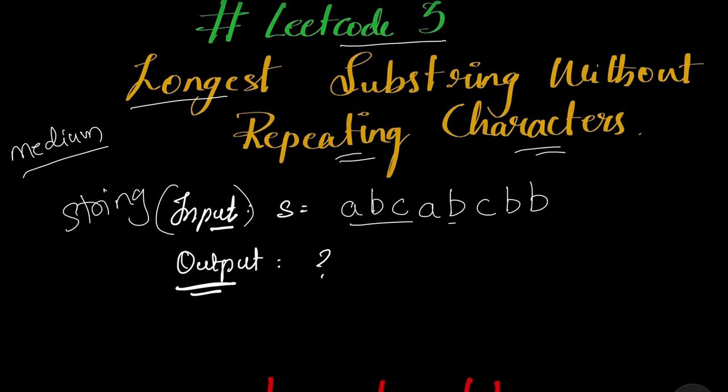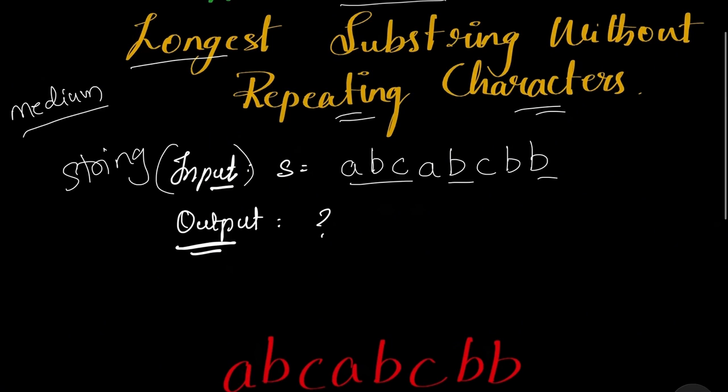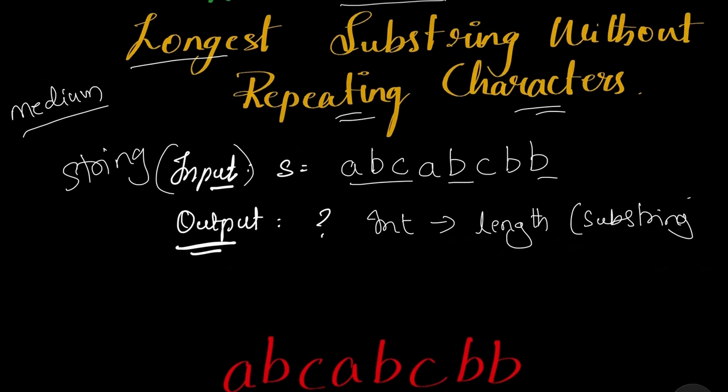In this, the input will be given in the form of a string like A, B, C, A, B, B, okay? And the output is supposed to be in the form of an integer because we have to find the length of a substring. So it's going to be an integer.